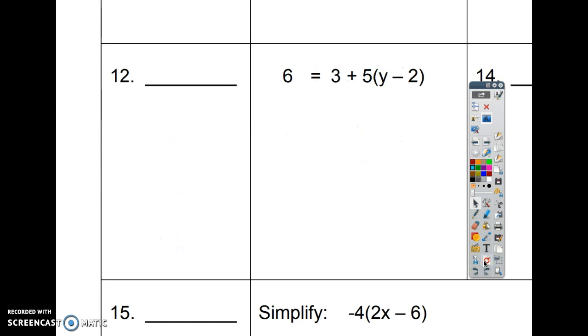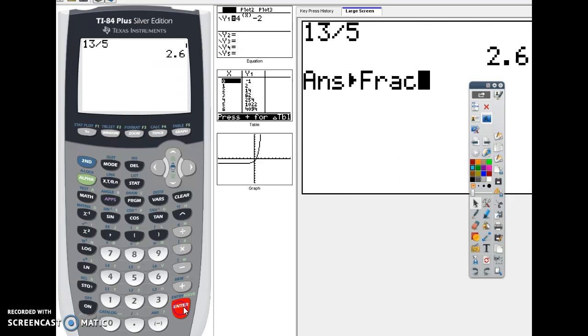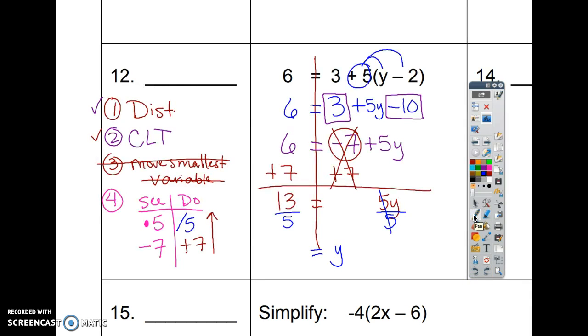So 13, oops, that's too many. Once 13 divided by 5, enter, gives me a decimal. I told you I don't want a decimal, so we're going to do math. Enter, enter. And that gives me the same fraction back. That means it can't be reduced, so we're going to leave it like that. So your answer is just 13 over 5. Y equals 13 over 5.